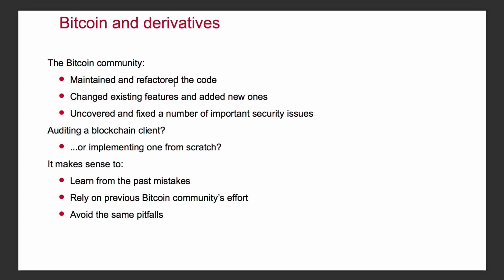Over the last 11 years, the Bitcoin community did a huge amount of work. So they maintained and refactored the code, changed existing features and added new ones, and also uncovered and fixed a number of important security issues. The original Satoshi implementation was solid, but still there is a bunch of issues that got uncovered. So if you're auditing or implementing a blockchain client, it makes sense to process what happened in Bitcoin in the last 11 years, to rely on their experience and to avoid the same things, because these things keep on repeating.